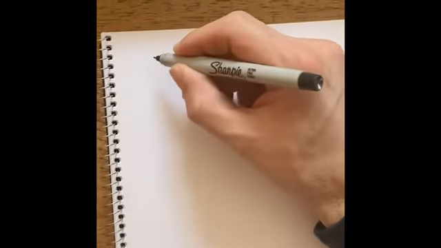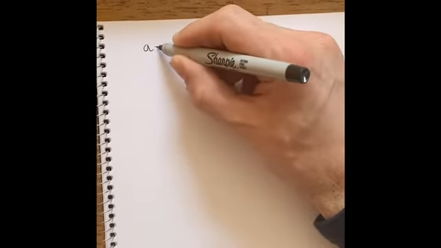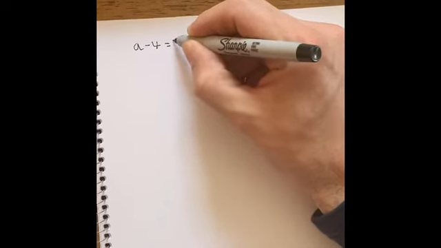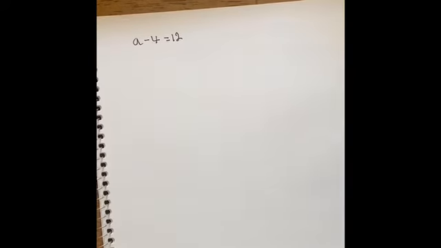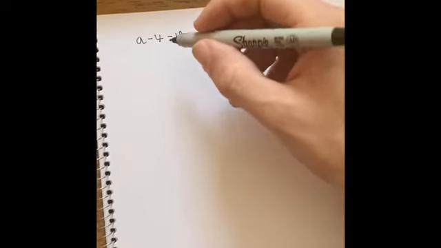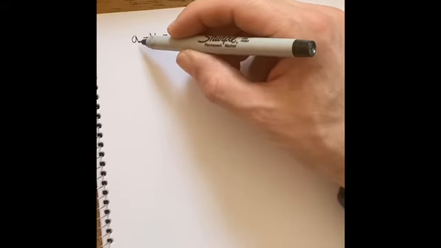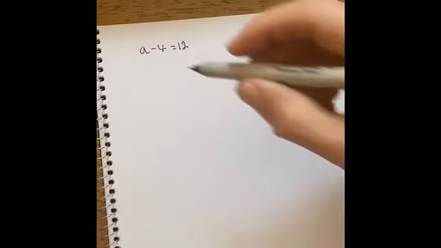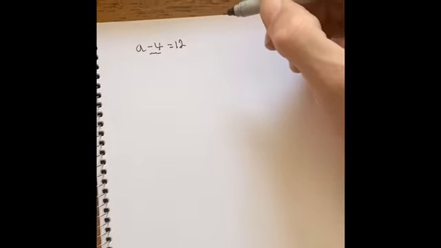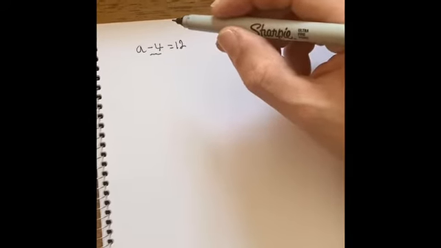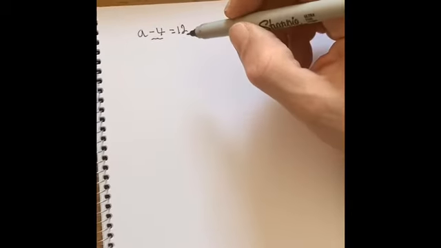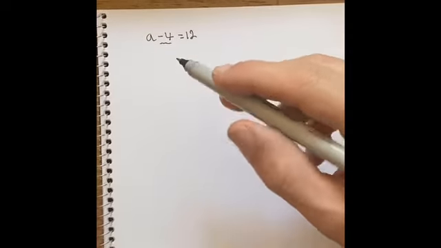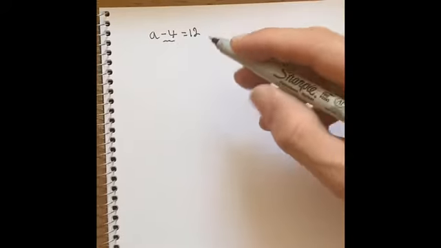Okay guys, so let's do a couple of examples here. Let's try a minus 4 equals 12. Now, let's follow the rules. Let's start with our basic goal. The basic goal is we want to isolate the variable. We want it by itself. In order to do that, we've got to move that subtract 4. And we're going to do the opposite of the operation they're doing. So they're subtracting 4, so we're going to add 4 to the left side and to the right side.